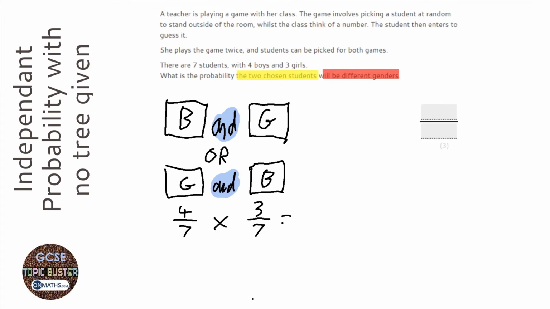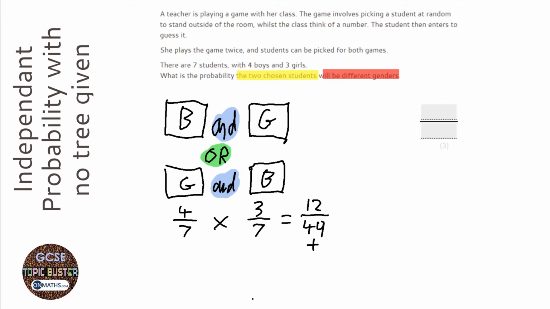Let's work that out. So that's going to be timesing the tops, which is going to be 12, timesing the bottoms, which is going to be 49. Now, the other key word in probability is the word or. The word or means plus. So we're going to plus.